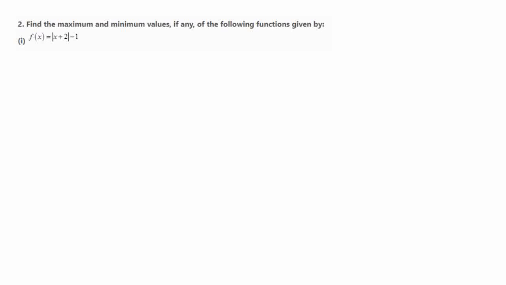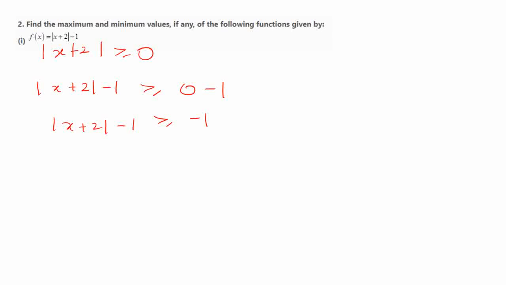Okay. Question is find the maximum and minimum values, if any. Function is mod of (x plus 2) minus 1. So see here, since we know mod of (x plus 2) will always be positive, isn't it? Now we can subtract 1 from both the sides. So see what we will get: mod of (x plus 2) minus 1 is greater than or equal to minus 1. But this expression is what? Our f of x. f of x is greater than or equal to minus 1.